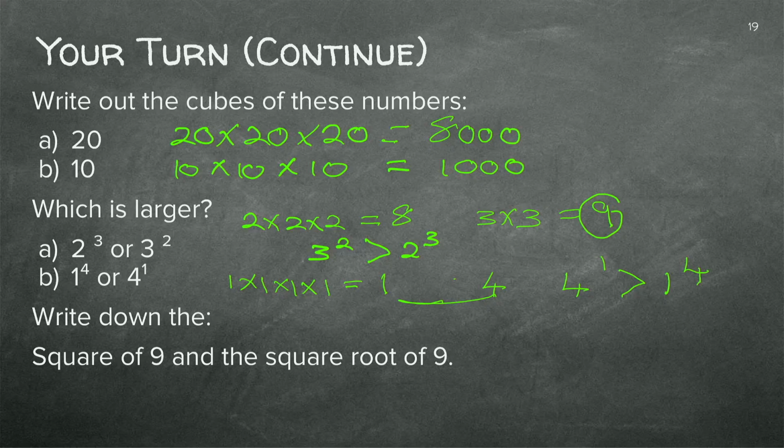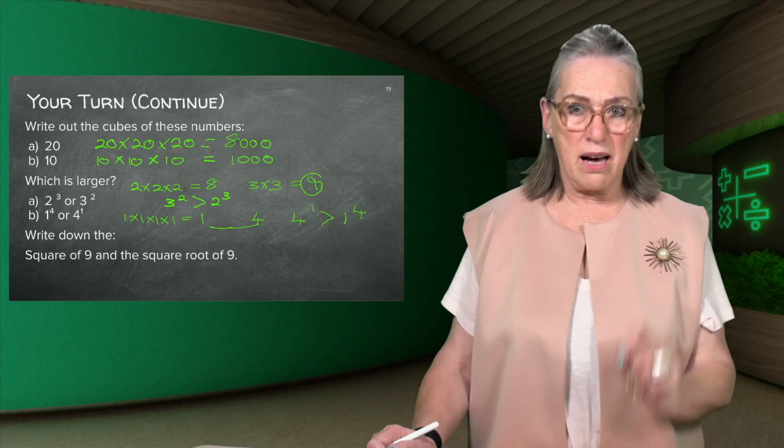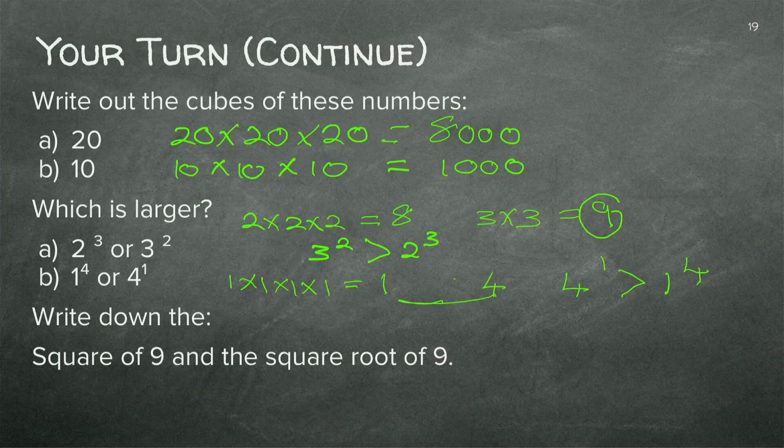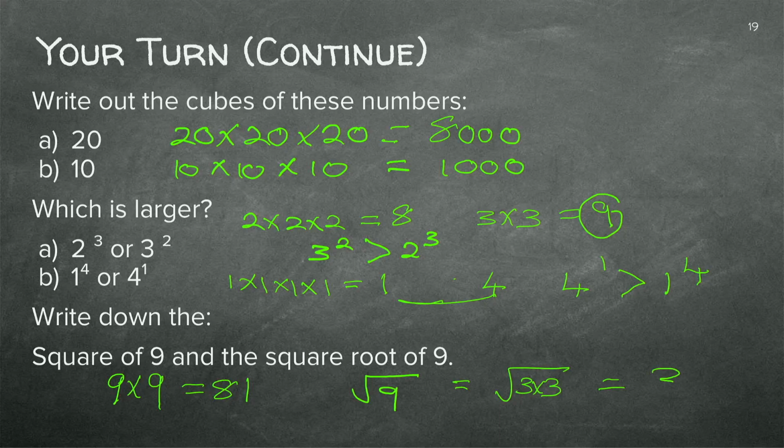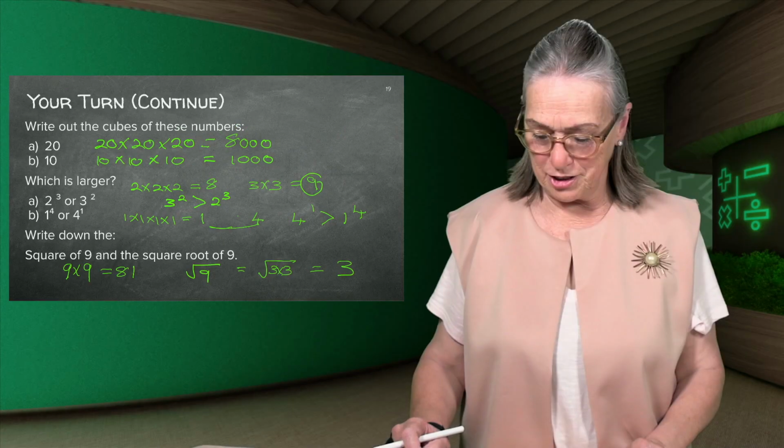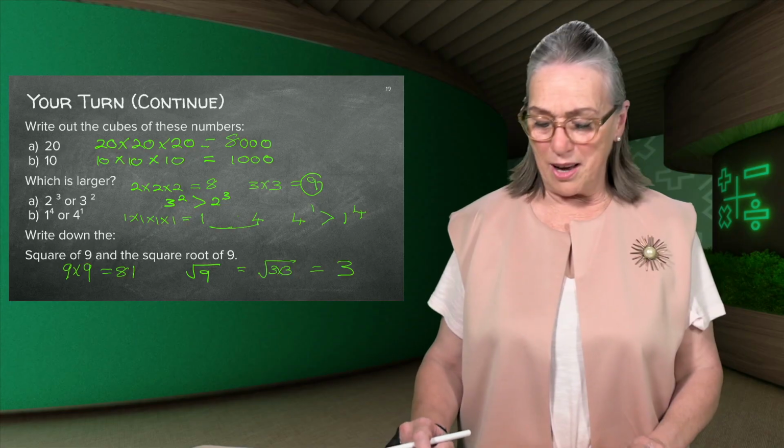Now they ask us to write down the square of 9. So the square of 9 is 9 times 9. And what is the square root of 9? It is 3 times 3, that gives us 9, so the square root is 3. Who got this last one correct? I'm so impressed if you managed to do this. This is awesome.